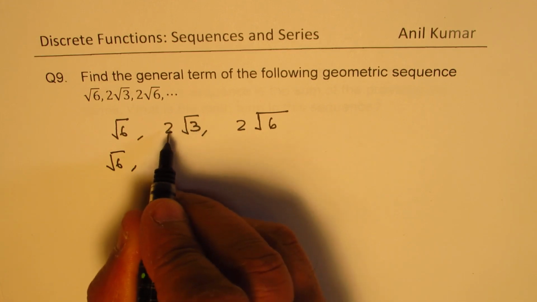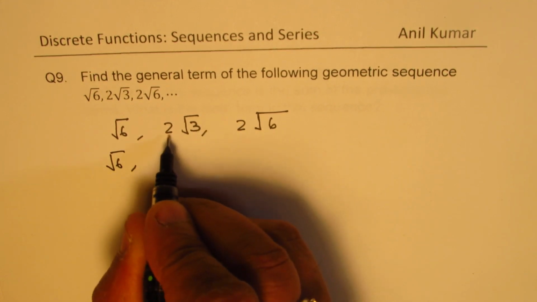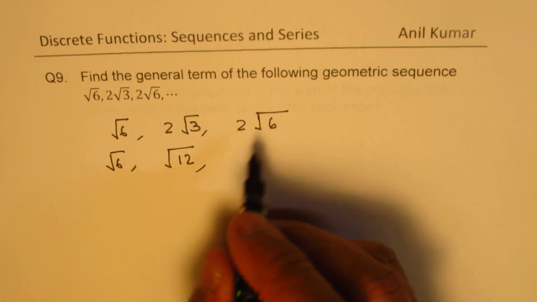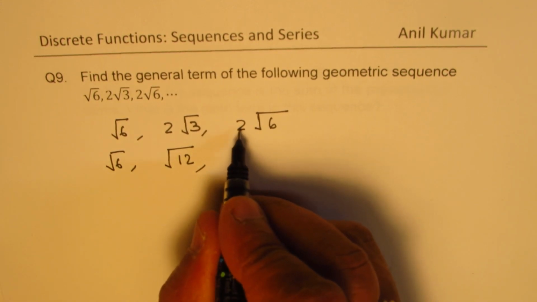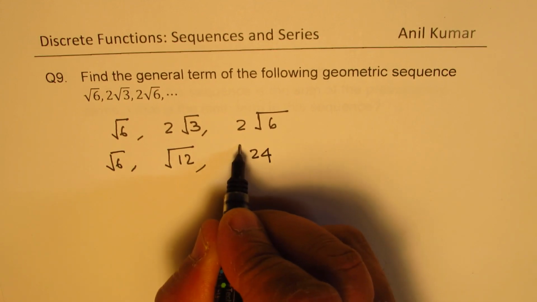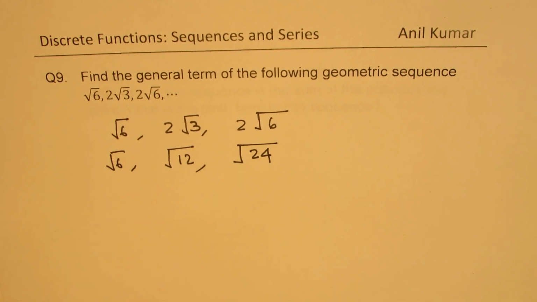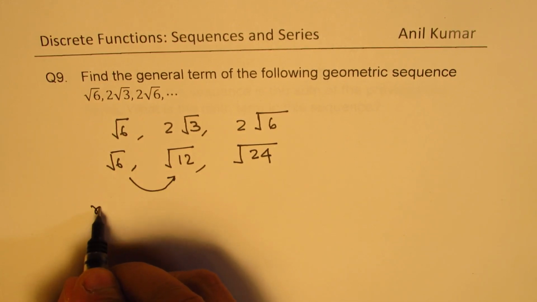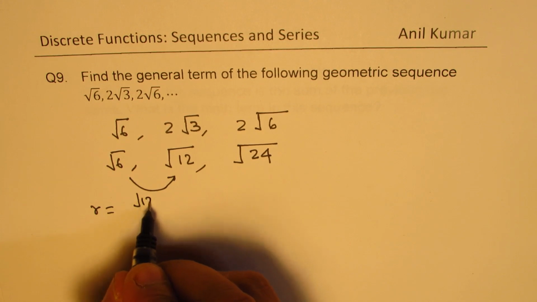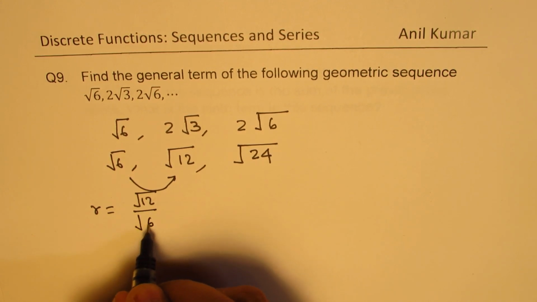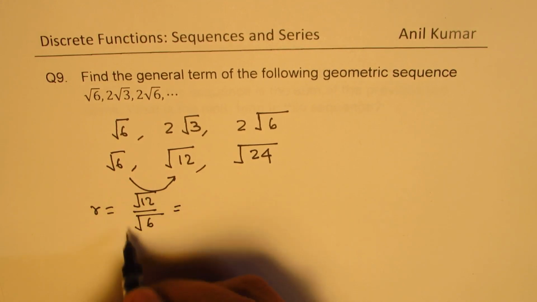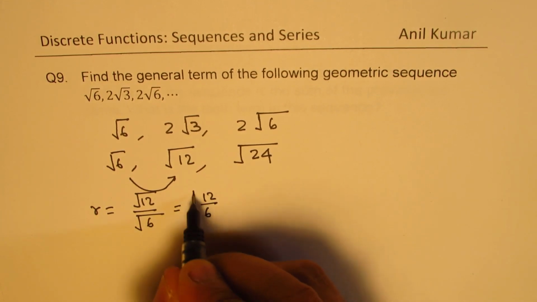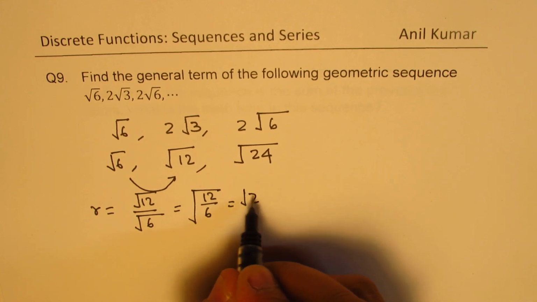If I take it in, it will be like 4, right? So we have square root of 4 times 3, 12, right? Now if I take this in, I get square root of 4 times 6 is 24, right? So when you see this sequence, you can clearly see that the value of r is square root of 12 over square root of 6, correct? So that goes, basically it is 12 over 6, or it is square root of 2, right?